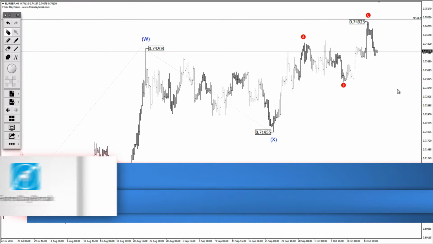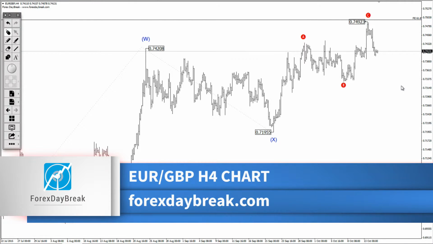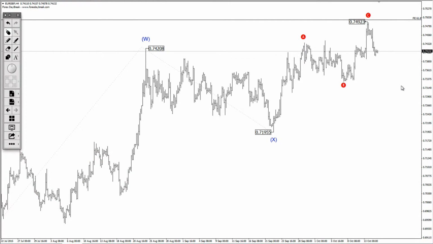Euro pound next, and the pound strength has kept euro from rising in here. It has been strong on almost all of the other pairs, but euro pound has declined. We can make out a completed ABC structure here. The C wave was a little weaker than I expected, but it almost reached the 61.8% Fibonacci expansion level anyway, so very close to the 0.75 level, and we have since declined.